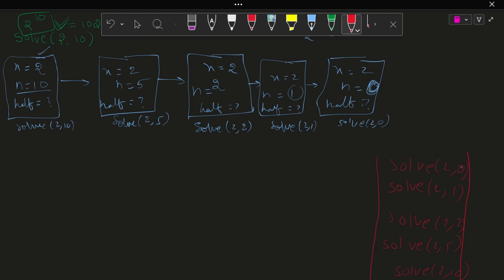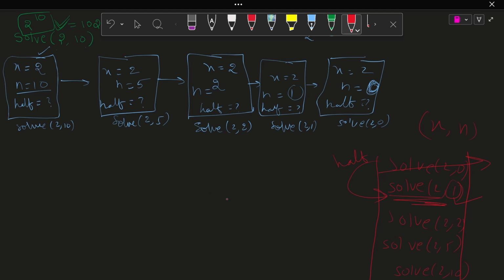As soon as 2 comma 0 comes, it is going to pop out. Why is it going to pop out? Because this is the base condition, and it will return half value here. After returning the half value, we are going to check this x and n, solve x, n we are passing, right? We are going to check whether this is even or odd.